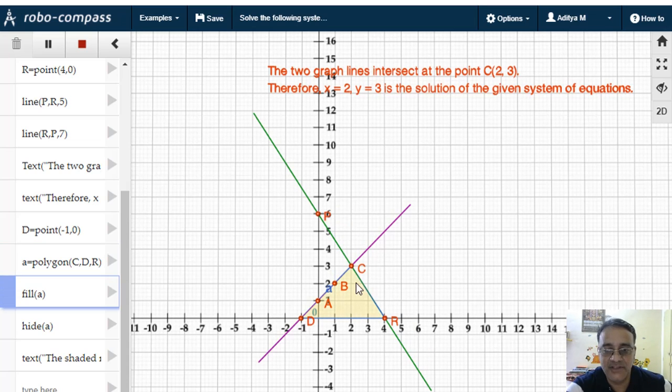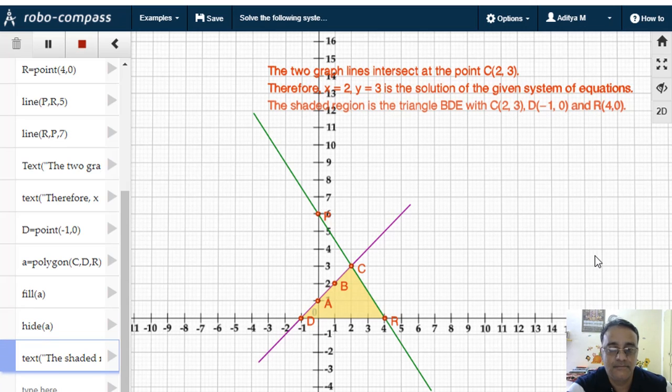Okay, so this triangle is shaded. Any doubt in this one? No, sir.